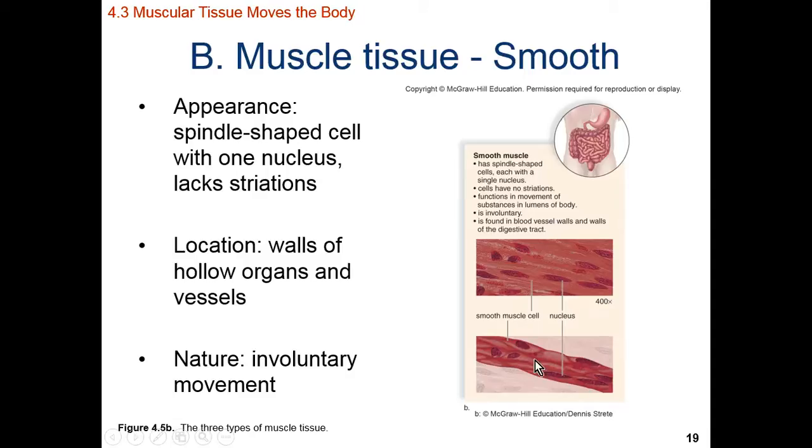Our smooth muscle tissue does not have striations. It's very bland in appearance. And, as you may have guessed, since it's the muscular tissue of our digestive tract and our blood vessels, this tissue is involuntary. We do not control when we contract or relax our smooth muscular tissues.